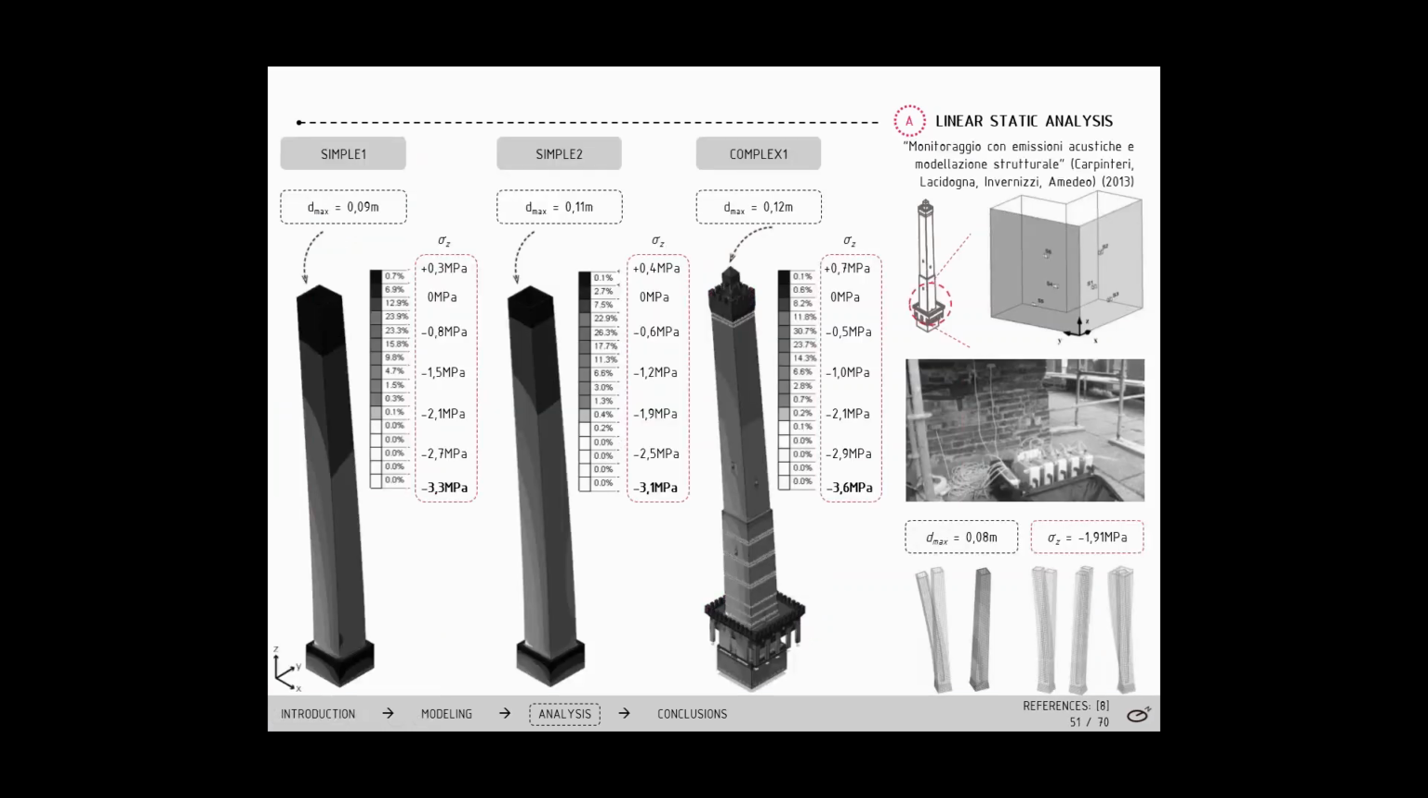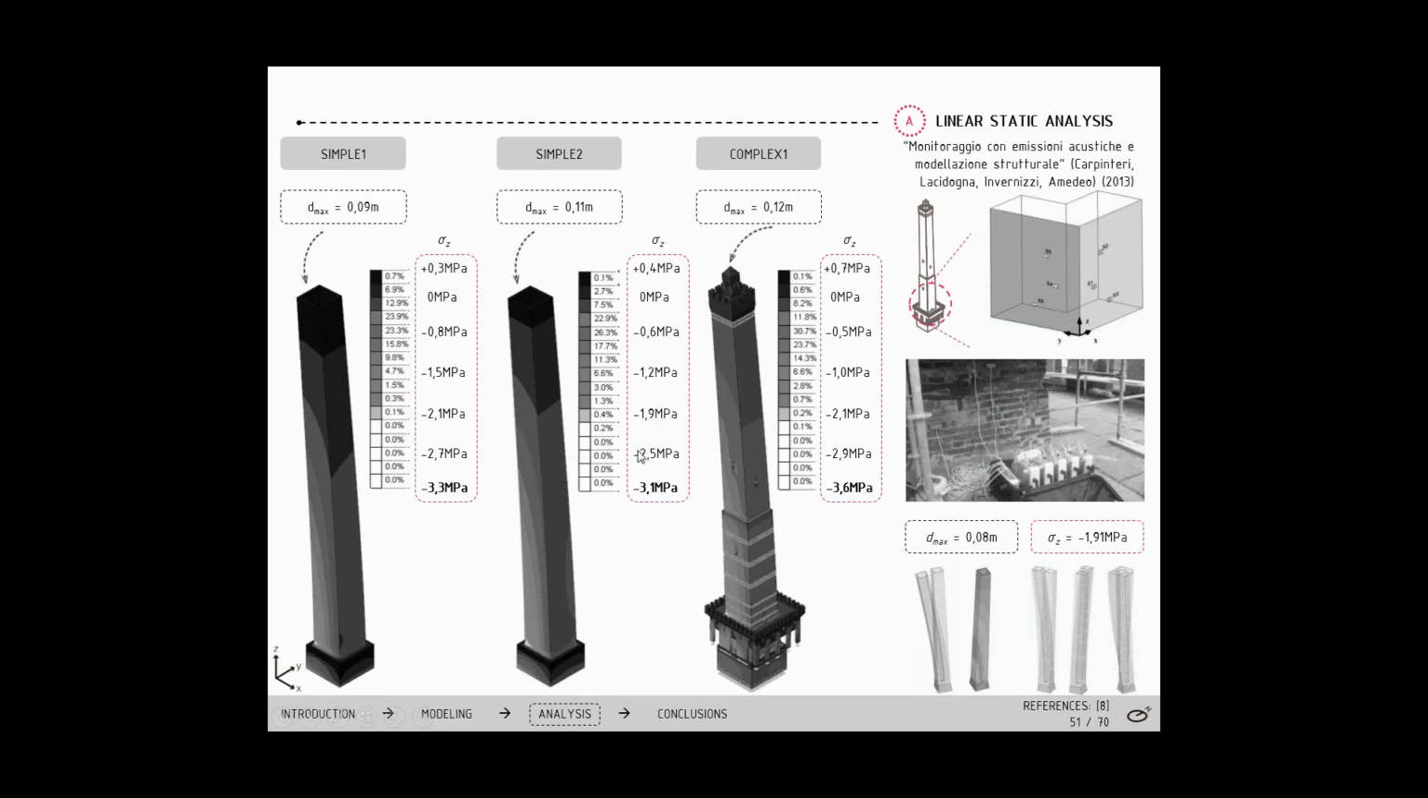For the first group of results, specifically from the linear analysis in the three models, we obtained the roof displacements and vertical stresses in the masonry. On one side, the roof displacements are very similar, going from 9 to 12 centimeters. This result agrees well with a previous study about the monitoring with acoustic emissions and structural modeling of the Asinelli Tower made by the Politecnico di Torino in 2013, in which they obtained an 8 centimeter roof displacement in a very similar model compared to our simpler model.